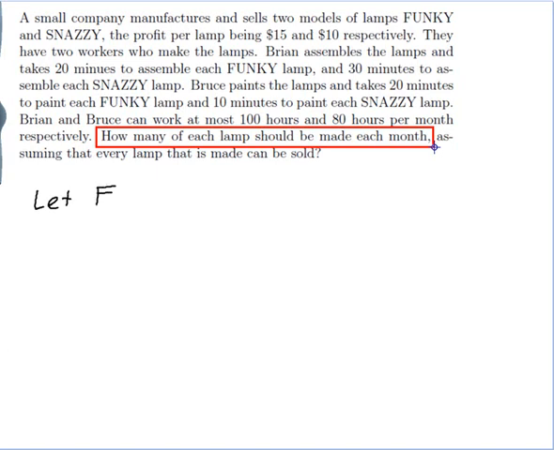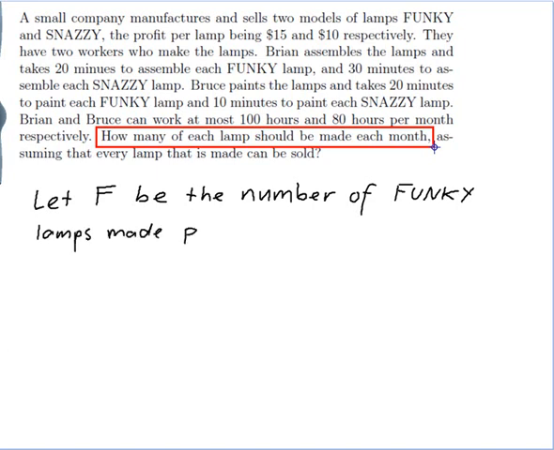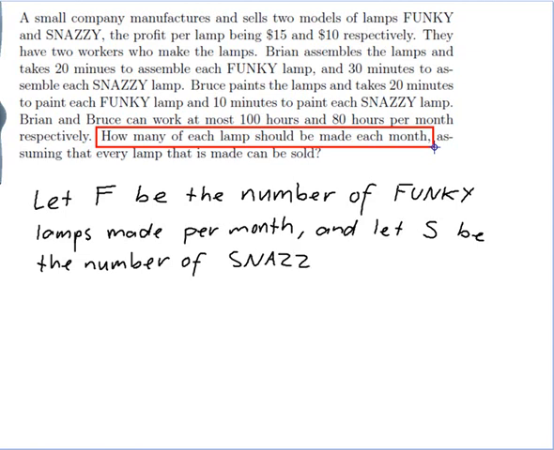Let F be the number of Funky lamps made per month, and let S be the number of Snazzy lamps made per month.